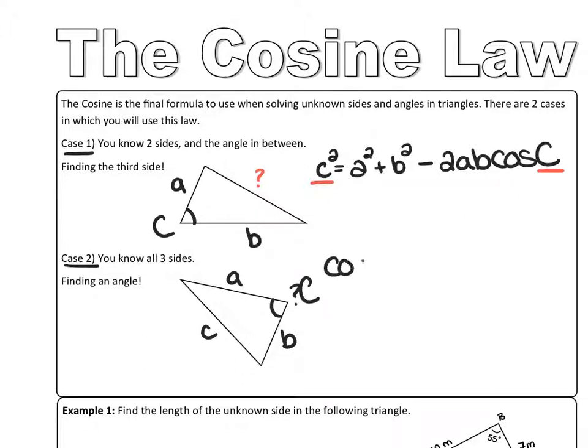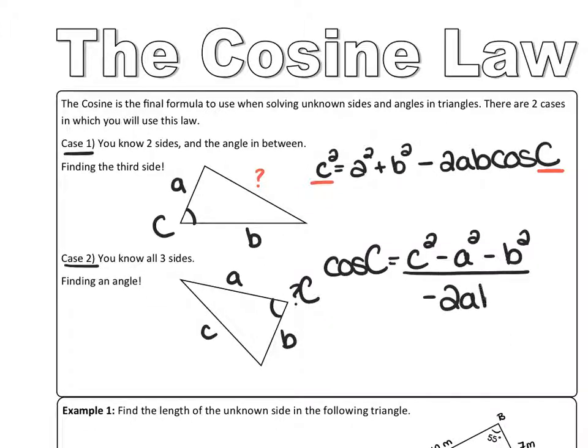The cos of angle C is equal to C squared minus the other two sides squared, divided by negative 2A times B. Now again, notice in this one, it's very important that you put the letters in the correct spot. In this case, if this is the angle you're trying to find, make sure the side that is across from it is the one that you put first, okay? That way all your subtraction works out properly. Now, I'm going to show you how it works with an example.